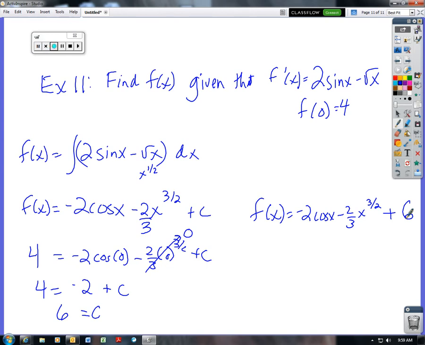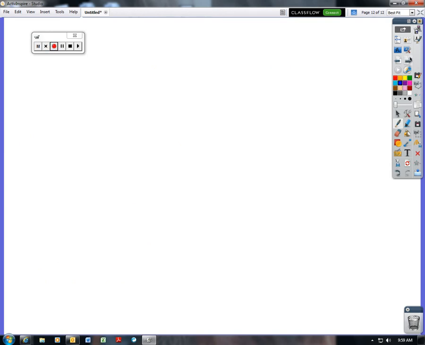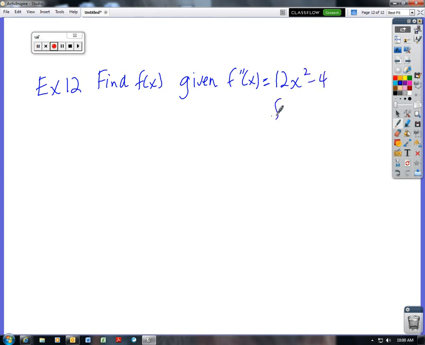And now we have one more example, which is example 12. This one says, again, find f of x. But this time they give you the second derivative, f double prime of x equals 12x squared minus 4. And they give you two initial conditions. f prime of 0 equals negative 1, and f of 1 equals 4. If they want you to find f, and you're starting from the second derivative, they need to give you more than just one initial condition.